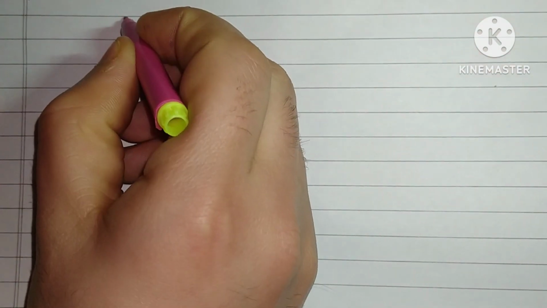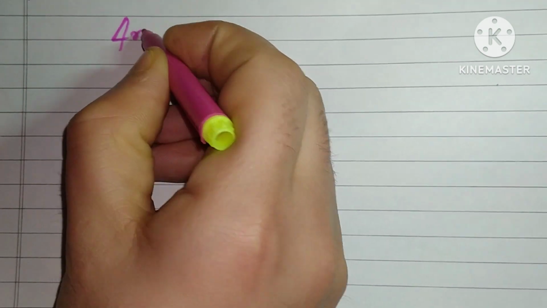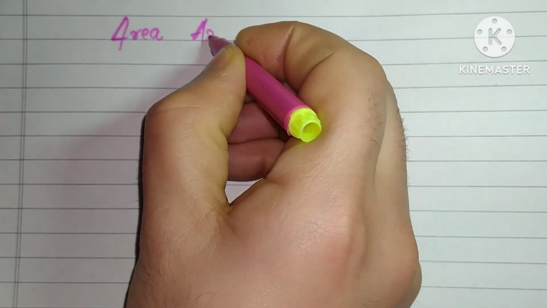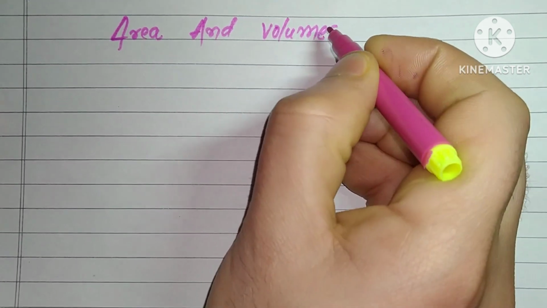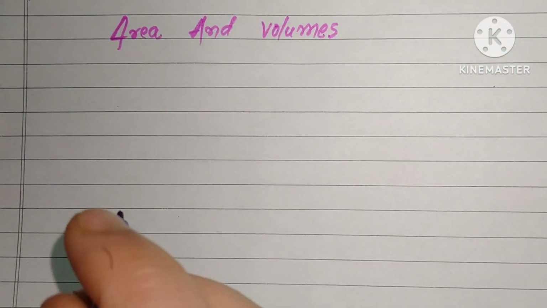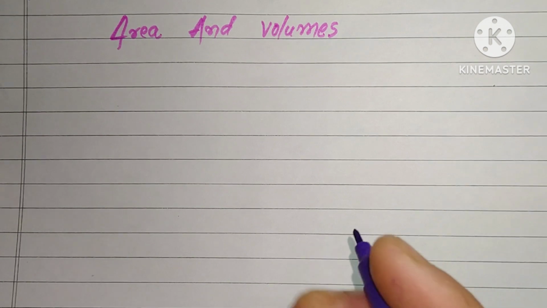Today we are going to discuss the concept of area and volumes in percentage. Questions are being asked about what will be the corresponding change in area and the volumes if the radius increases or decreases by a certain percentage. The first figure we will take is the circle.